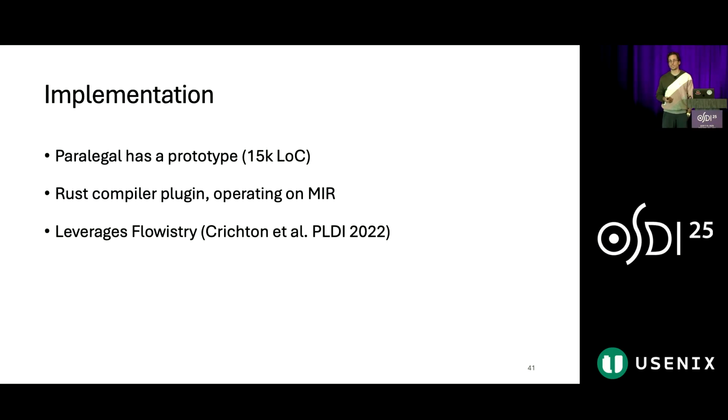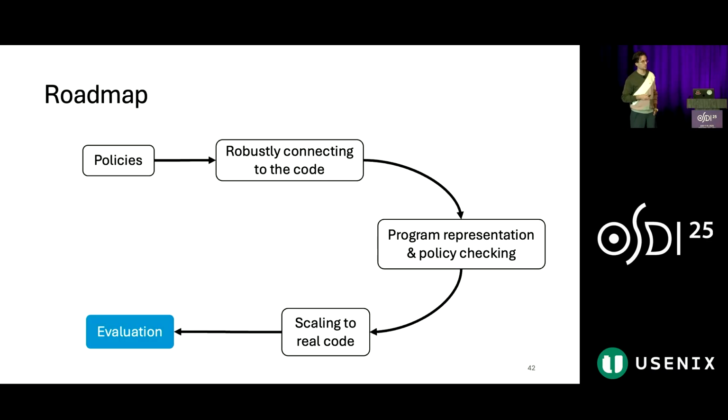We implemented a prototype for this approach in Rust as a compiler plugin that operates on the mid-level intermediate representation. And we leverage insights from flow history for this approximation that I just showed you, and also for its alias analysis. So the last thing I want to show you is how well this actually works.